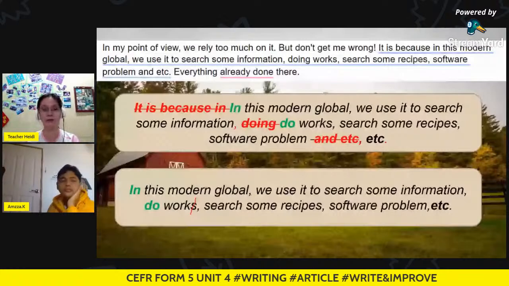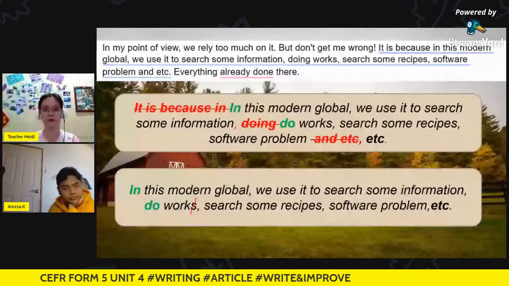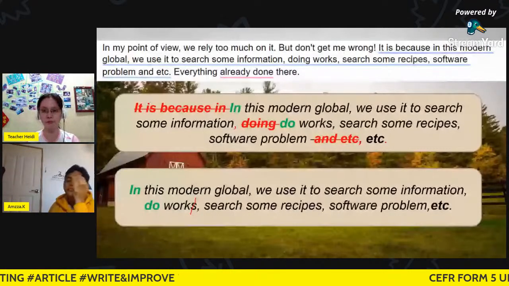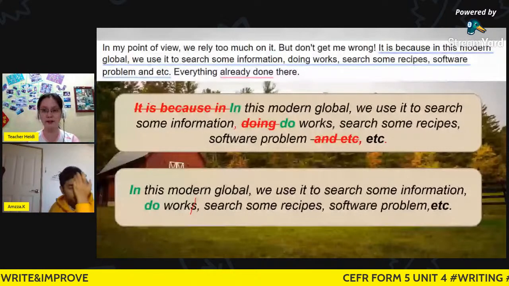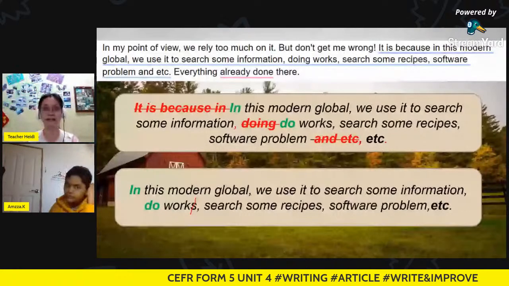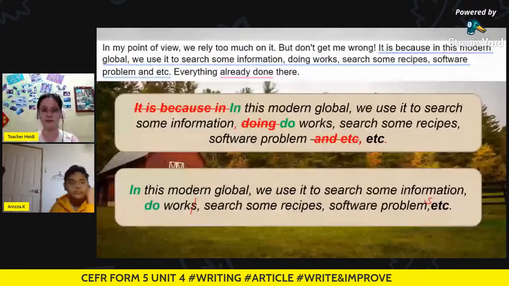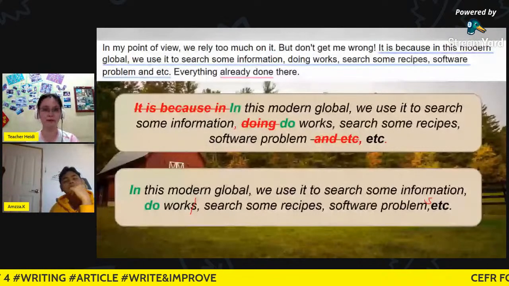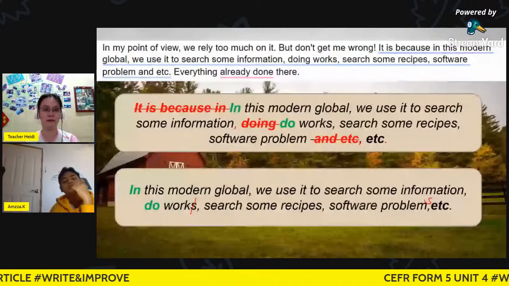So search some recipes, software problems. Actually, if you want, you should put also software problem. That's why I say Grammarly, they don't look into plural and singular. Unless this is a grammar mistake. Okay, all right.